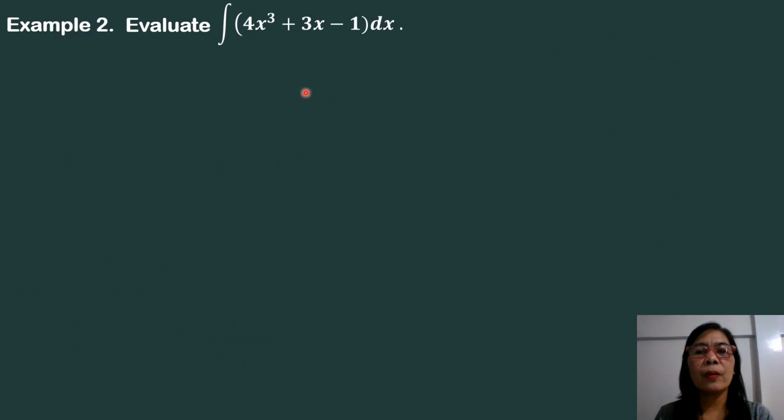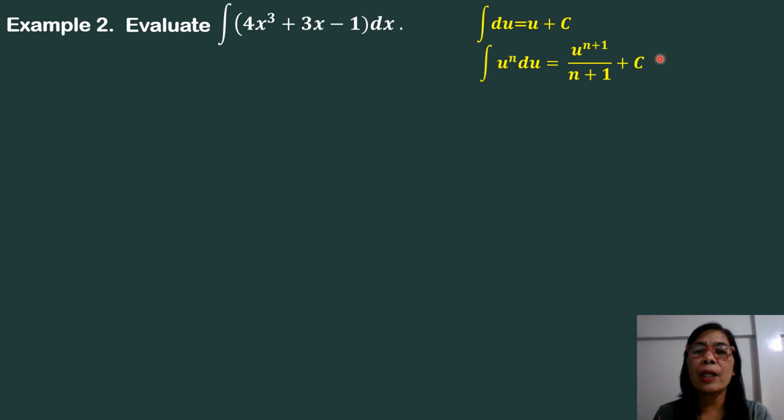In the next example, we are required to evaluate the integral of 4x cubed plus 3x minus 1 times dx. So again, in integrating a given integrand, all you need to do is compare this function with the left side of the formula. Now, there are only two integration formulas that we have already discussed. The first one is the definition of indefinite integral, whose left member is the integral of the differential of u. As we compare this one with the given, other than dx, we still have this factor. And so therefore, we cannot apply this formula.